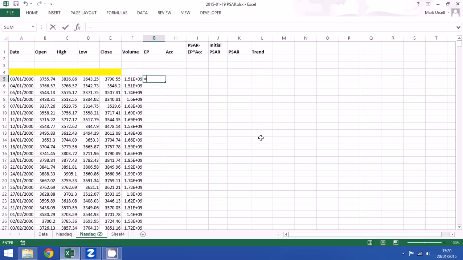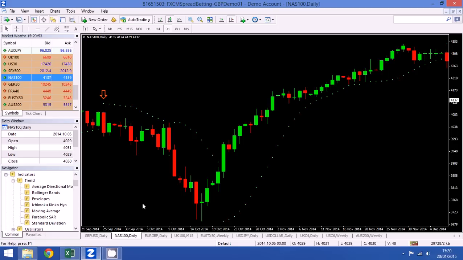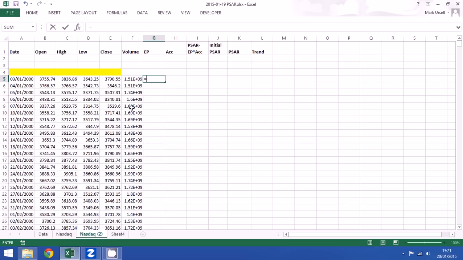Okay, so the extreme point. The extreme point is always on the opposite side of the price of the PSAR. So if these dots are the PSAR, the extreme point is the lowest point that is on the other side. So from this point onwards, this is the extreme point. We remain in the downtrend. So this becomes the extreme point, then this point, and sure enough this is the new PSAR from this extreme point. So I'm going to start it off by just saying it's the low.